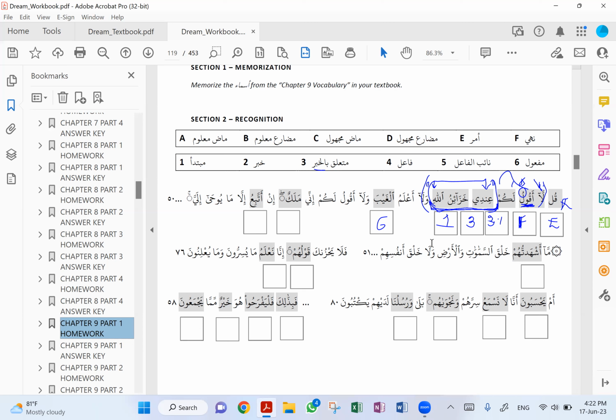Okay, thank you. Can I just put another wrench in here? Sure. It says indi is zarf makan mutaliq بمحذوف خبر مقدم.